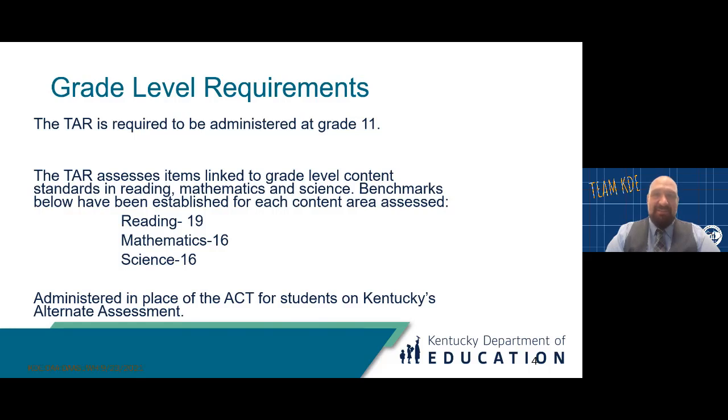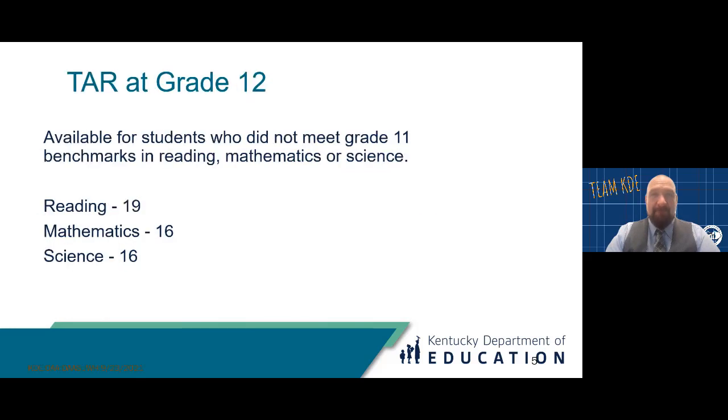The following benchmarks have been set, but special note here: new benchmarks will be set for reading and math in 2022. Currently, the benchmarks for the TAR are a 19 in reading, a 16 in math, and a 16 in science. But, as previously noted, this may change when new benchmarks are set in 2022. If a student does not meet benchmark at grade 11, that student can take the TAR again at grade 12. The benchmarks remain the same, however. I wish to note once again, in 2022, we will convene a group to establish new benchmarks in reading and mathematics. Currently, these are the established benchmarks.